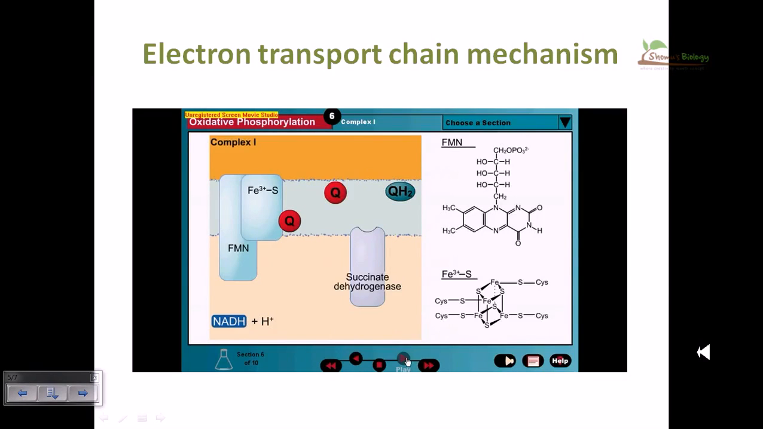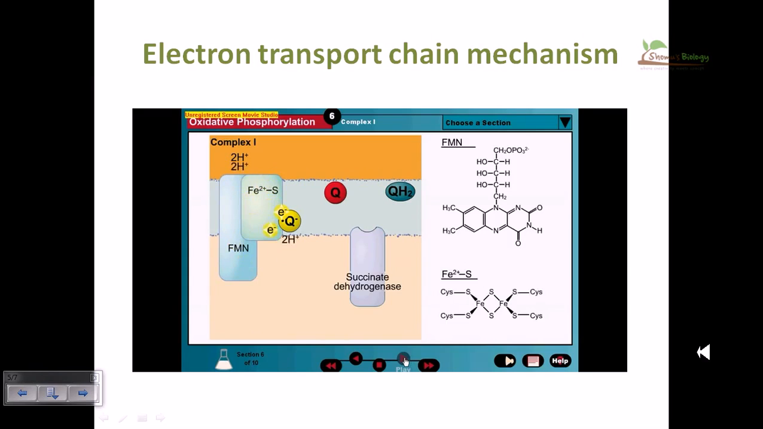Complex 1 transfers a pair of electrons from NADH to ubiquinone, with several redox centers acting as intermediate acceptors. First, 2 electrons are donated to a flavin mononucleotide group. From here, the electrons are shuttled one at a time through a series of iron-sulfur sites. Finally, ubiquinone accepts the 2 electrons in turn to become fully reduced.